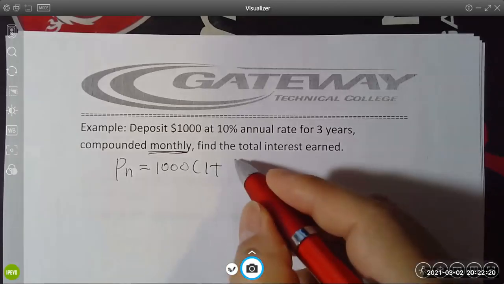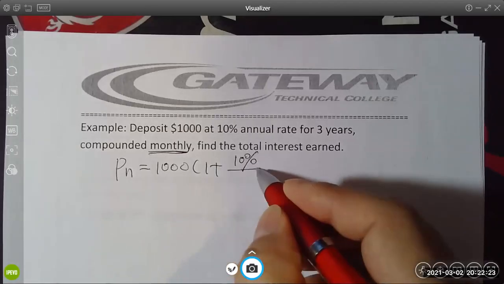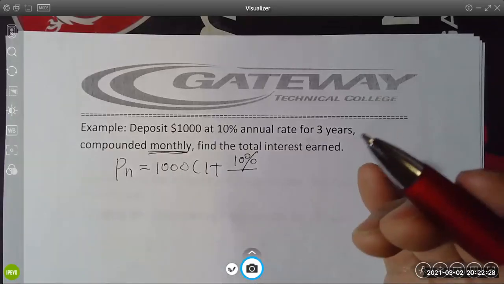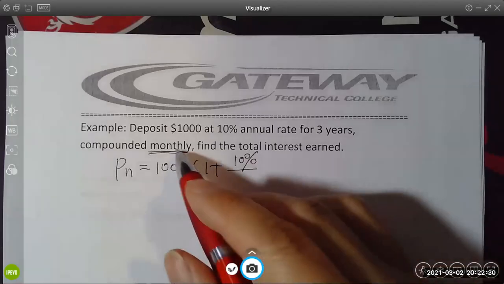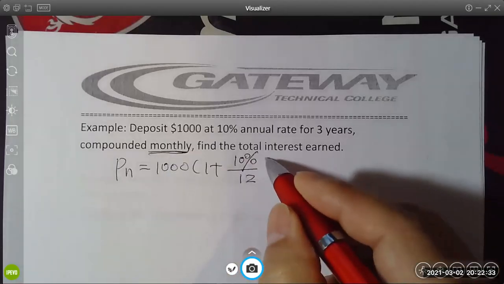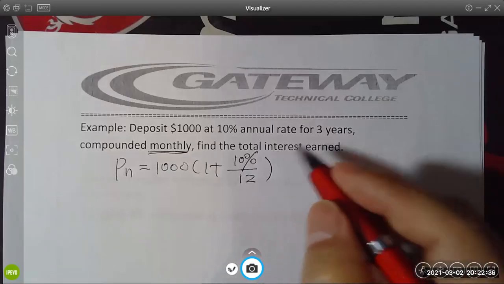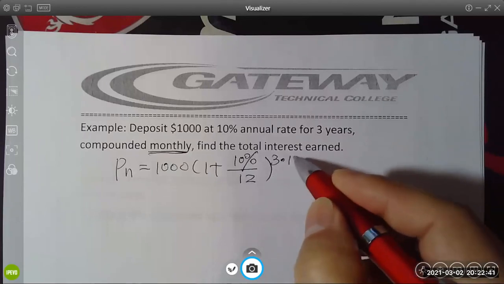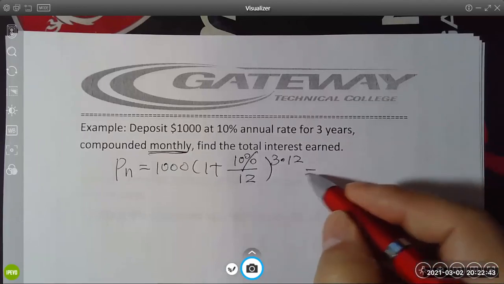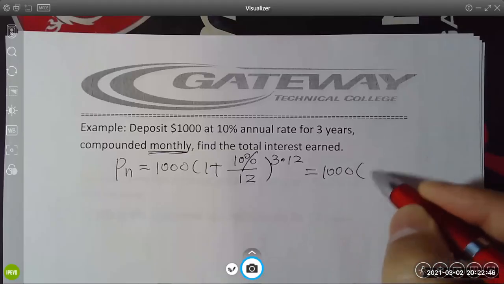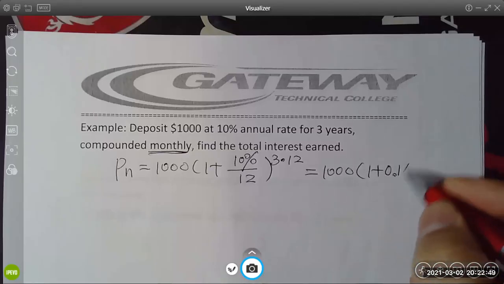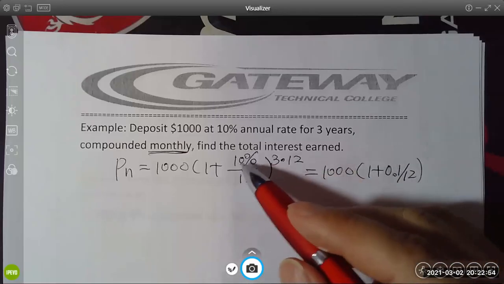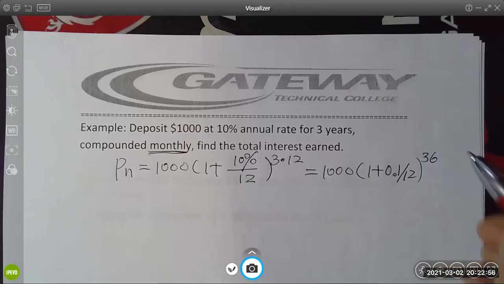1 plus interest rate is 10%. Now our K, compounded monthly, K represents how many times you compound your account per year. Since you do it every month, you're going to do it 12 times a year. Now to the power of NK, N represents time in years, and same K times 12. So let's simplify this a little bit before we use the calculator. 1 plus 0.1 over 12. You see, I don't do the calculation, I just rewrite this into decimal, and the calculator will do the whole thing.